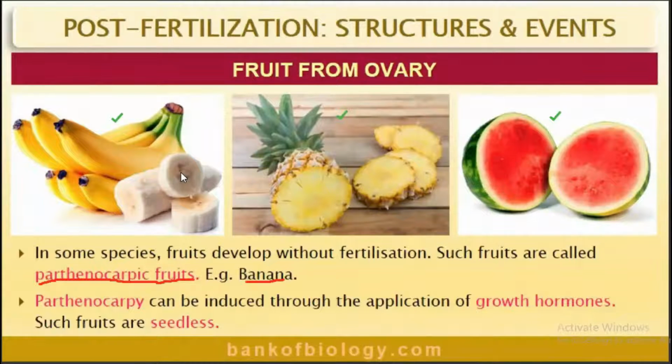Here you can see these are actually seeds, but these seeds are developed without fertilization. So these seeds are unable to grow. Okay, so formation of fruits without fertilization is known as parthenocarpy. We can induce parthenocarpy by using growth hormones.